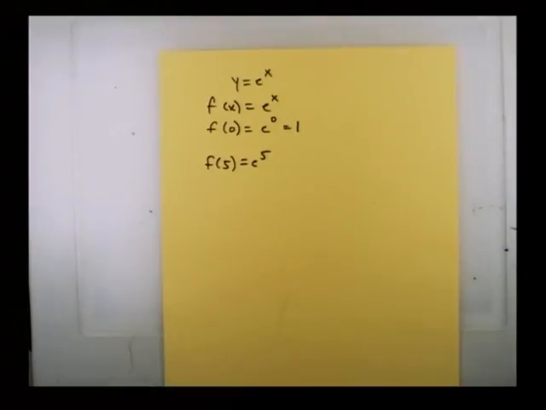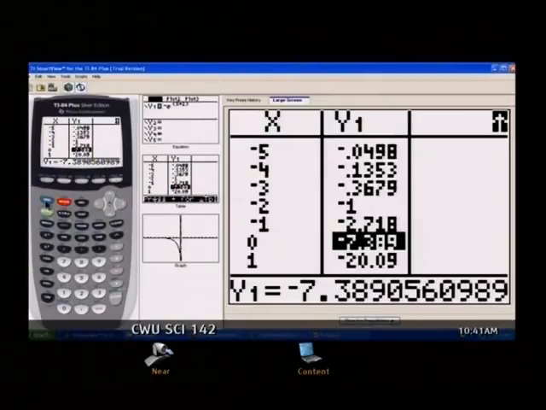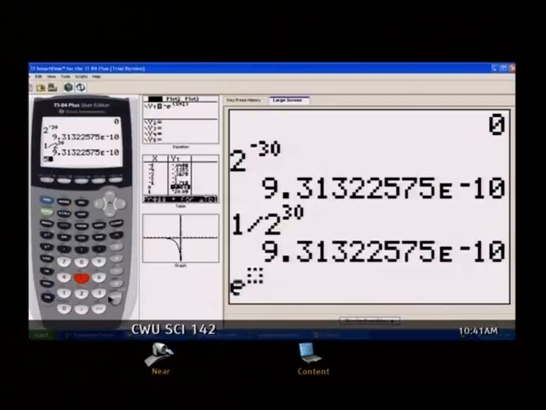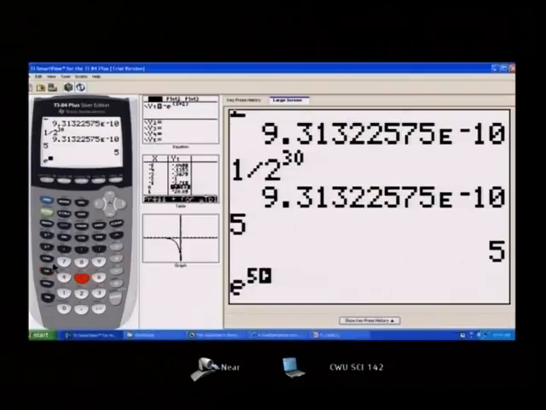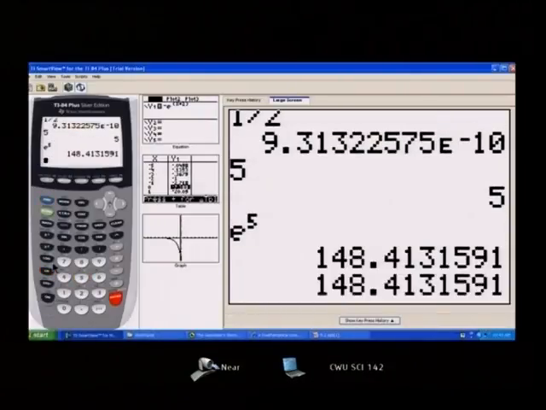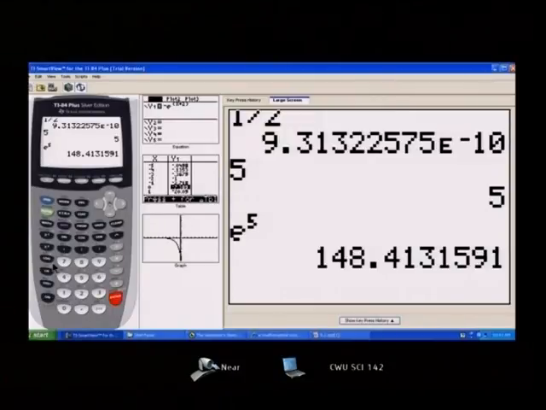Let me flip over the calculator and plug this in. And e to the 5th. Oops, gotta plug in e to the 5th. Which gives me approximately 148. Let's flip back to the DocCam.